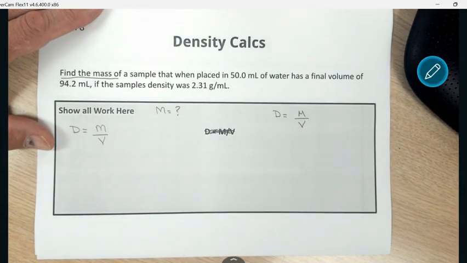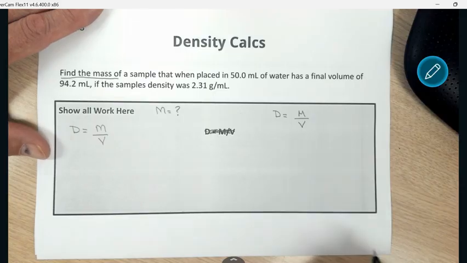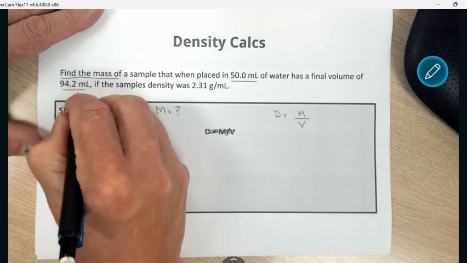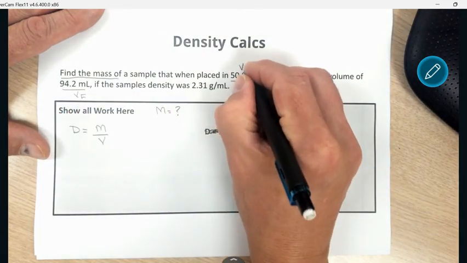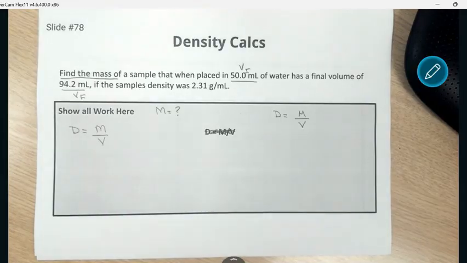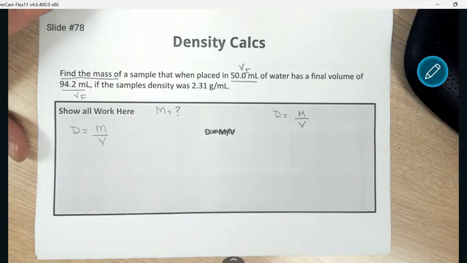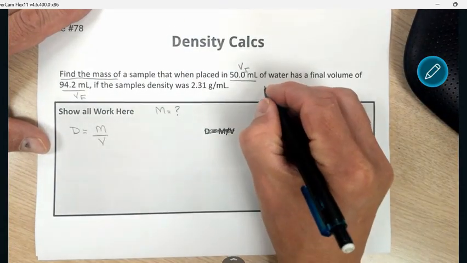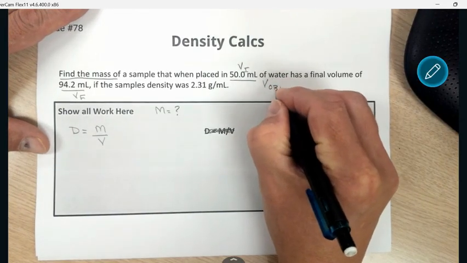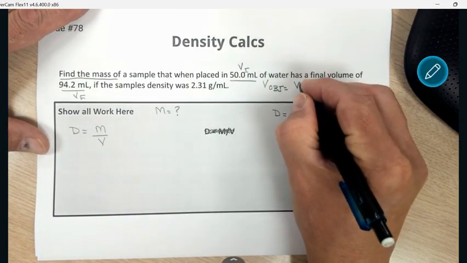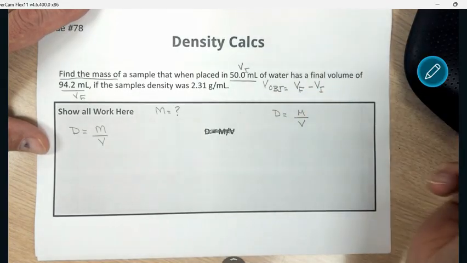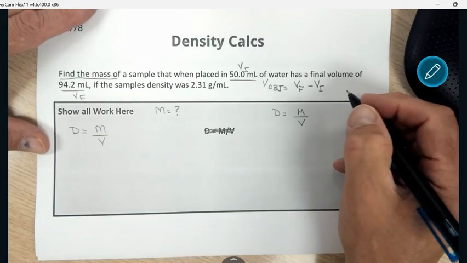That when placed in 50 milliliters of water has a final volume of 94.2. These two numbers right here are volumes. This is the final volume. This is what is called the initial volume. This is what we did in our lab, where we took the graduated cylinder, put some water in it, then dropped the object in. So to find the volume of the object, you're going to take the final volume minus the initial volume, the volume with the water and the object minus the volume of just the water.